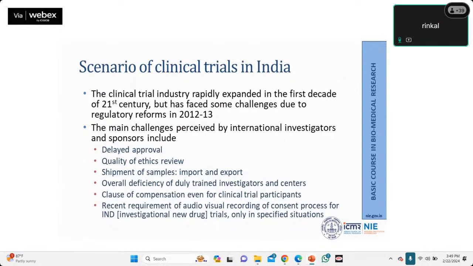So there are many regulatory issues which have to be considered while planning a clinical trial. And the other critical issue is the deficiency of duly trained investigators and also centers for clinical trials. That's also an issue. And then there are clauses for compensation recently introduced for clinical trial participants. And the requirement of audiovisual recording, which is currently prescribed only for the new drug trials. But people are doing this for almost all trials, but that is not necessary as of now.